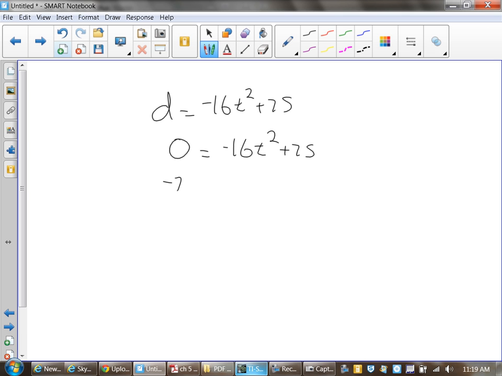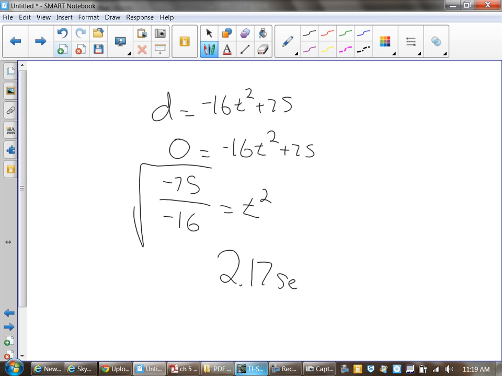Subtract 75, divide by negative 16, and then take the square root. And that gives you your time. It's roughly 2.17 seconds. That was 3. Okay. If you're setting the distance equal to 0 when it drops and hits the ground, how long did it take to get there?